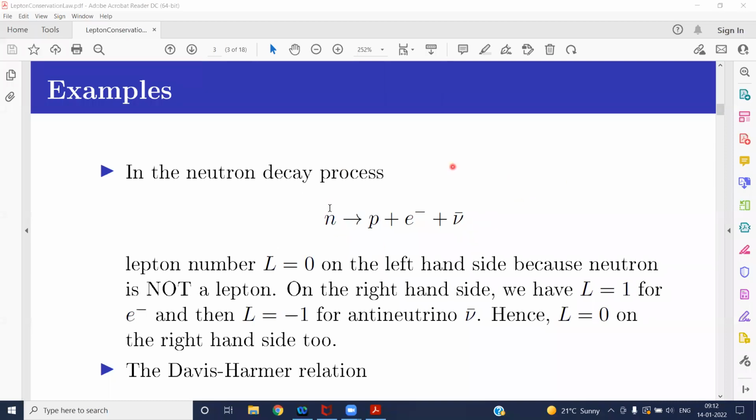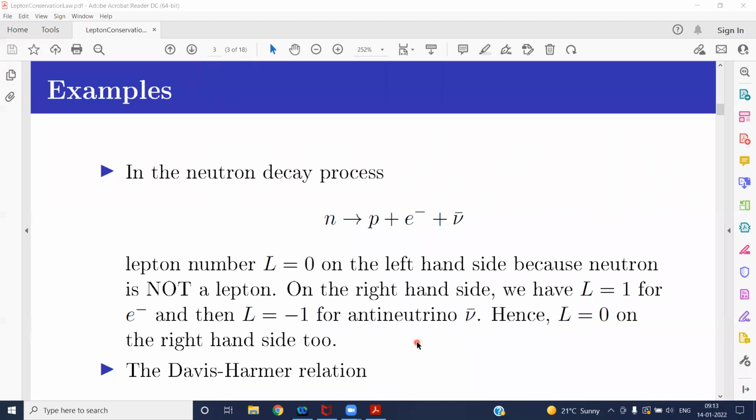But when I introduce a new conservation law, lepton number conservation, it tells me that the neutrino has to be an antineutrino. Otherwise, this process does not conserve lepton number. In other words, from my assignment of lepton number, neutron beta decay written in this particular way conserves lepton number. Lepton number L is 0 on the left-hand side because the neutron is not a lepton. On the right-hand side, we have L is 1 for the electron and L is -1 for the antineutrino. Therefore, the total L value is 0 on the right-hand side too.